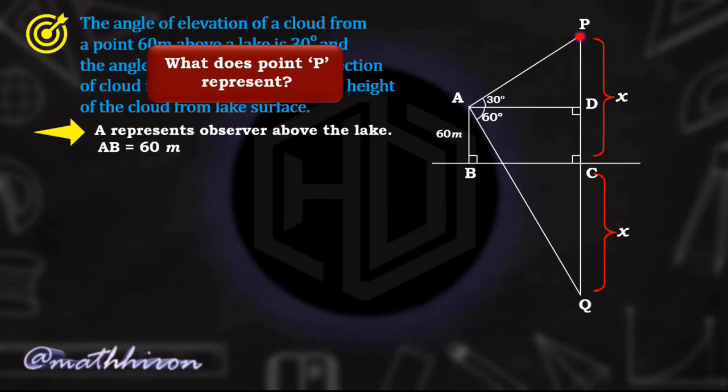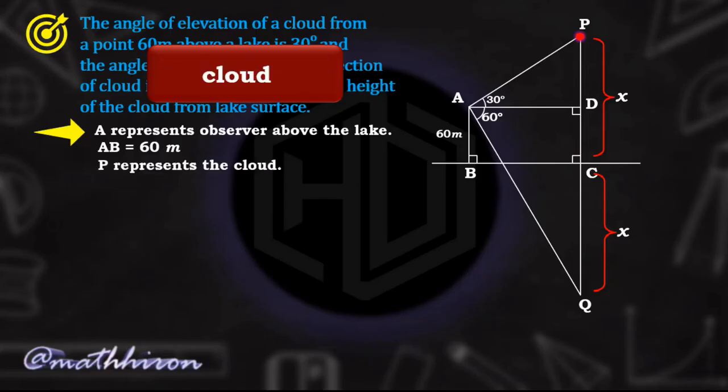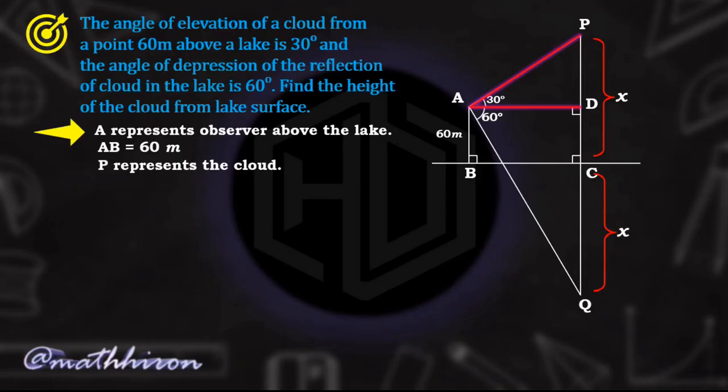Next, what does this point P represent? The point P represents the cloud. Next, consider this angle PAD, which is given 30 degree. This is the angle of elevation of the cloud from the observer. So angle PAD is equal to 30 degree.